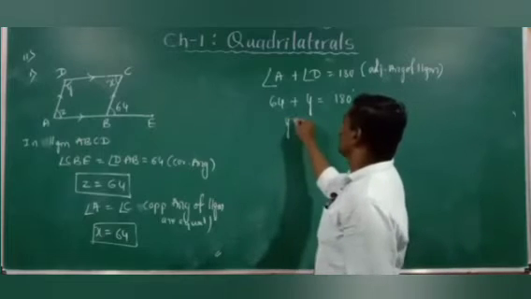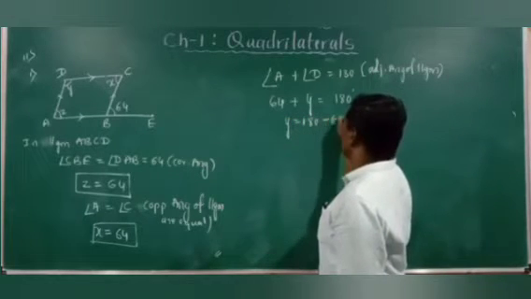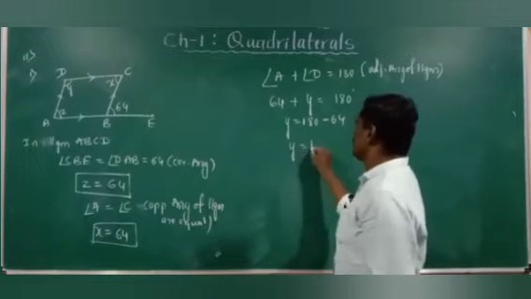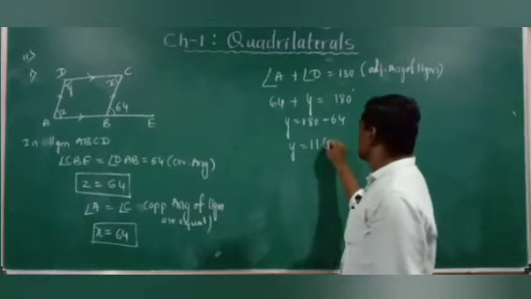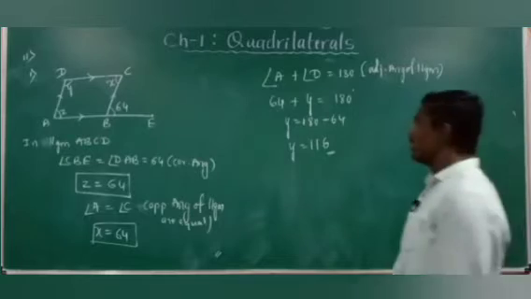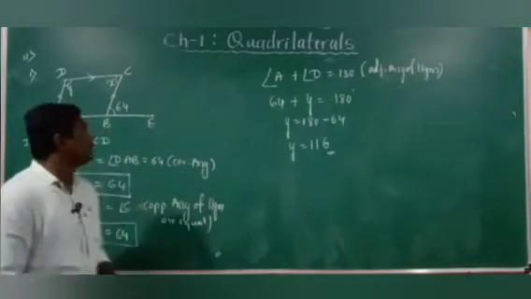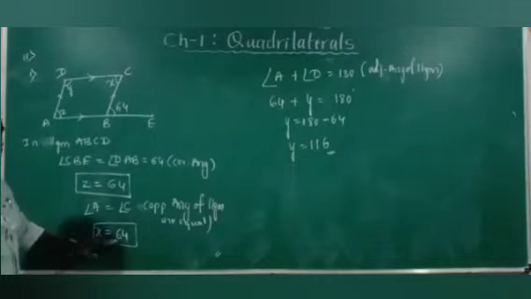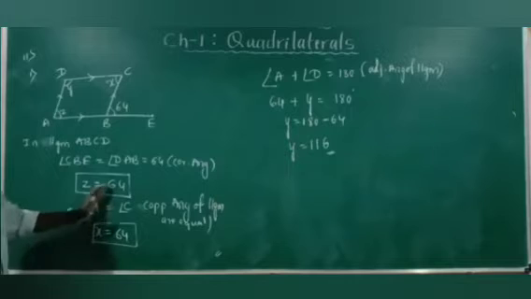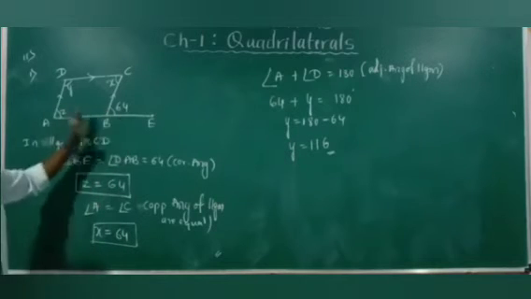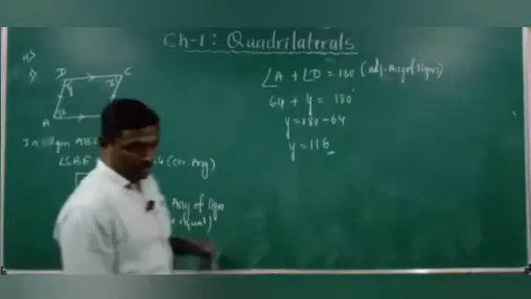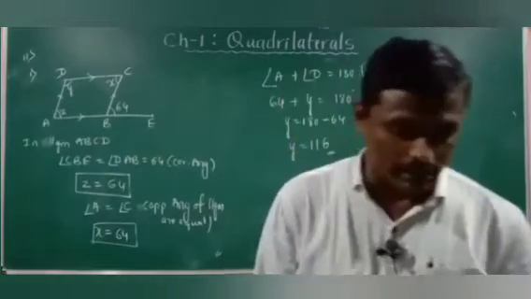Now Y is equal to 180 minus 64, which means Y is equal to 116. So X is equal to 64, Y is equal to 116, and Z is again 64 because these two are corresponding angles. These are the required X, Y and Z values.